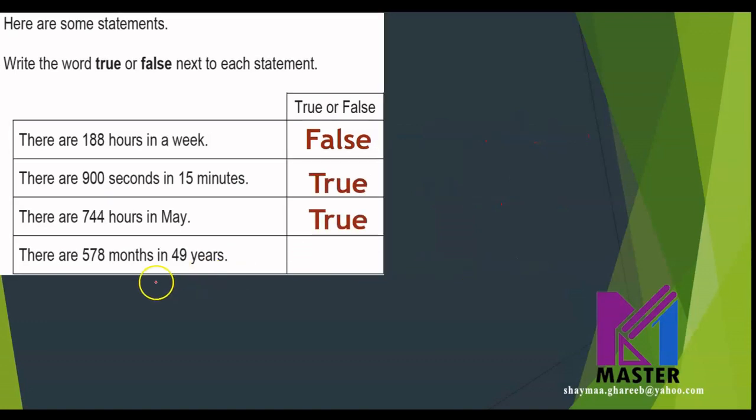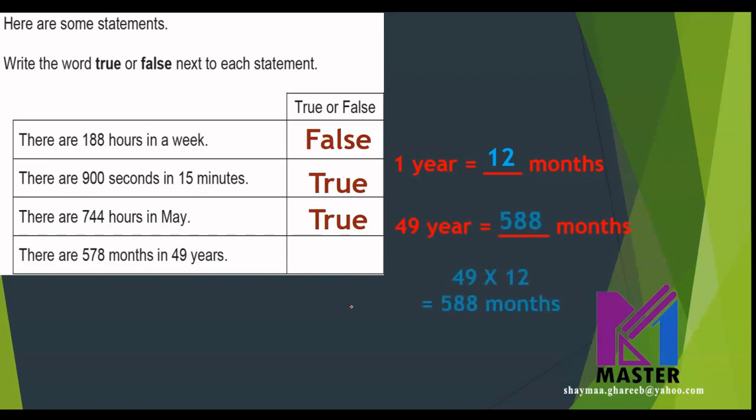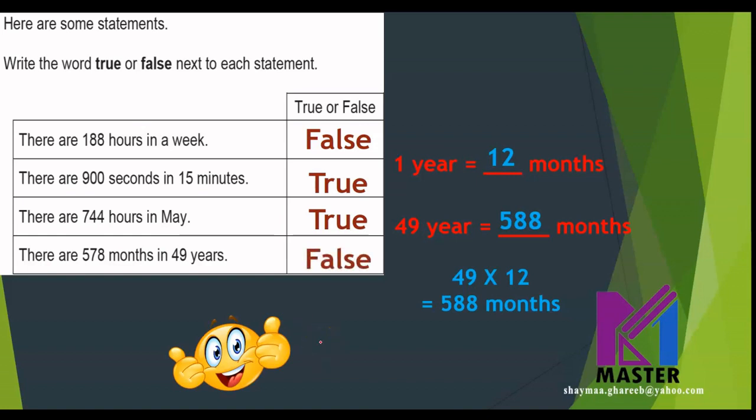The last one, there are 578 months in 49 years. So how many months are there in 1 year? 12. Now we are going to multiply the 12 by 49, which is 588 months, which means this sentence is not correct, because in 49 years there are 588 months, so which is a false statement.